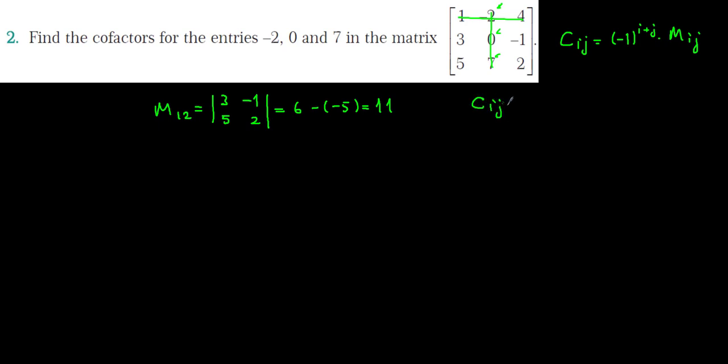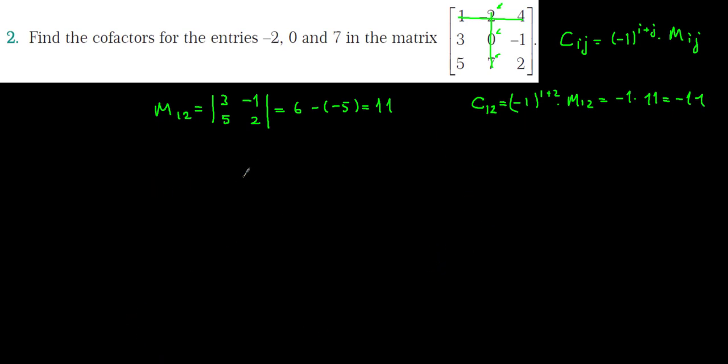And here the cofactor C_ij, if you remember the formula which I showed above. This is first row, second column, so it's equal to (-1) to the power of 1 plus 2 times M_12, which is equal to -1 times 11, and that is equal to -11, it has to be.